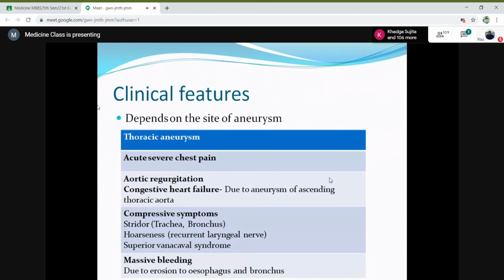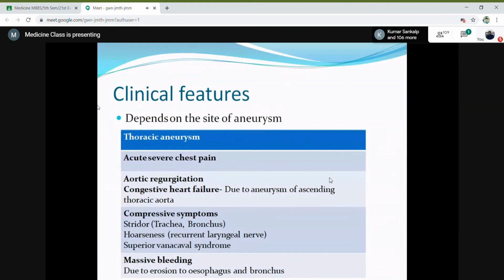If it involves the thoracic aorta, then there will be acute severe chest pain. The patient may present with features of aortic regurgitation, such as high pulse pressure, bounding pulse, dancing carotid, and sometimes features of congestive heart failure. It is generally a result of aneurysm of the ascending thoracic aorta.